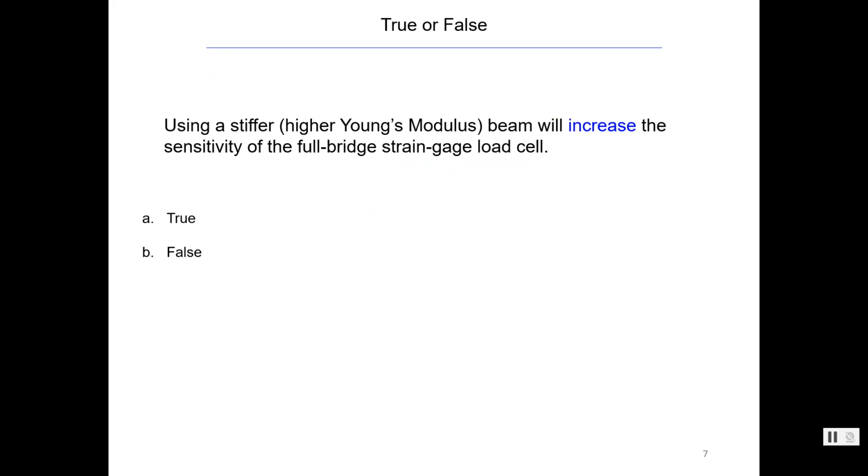Now, we have a true or false review question for you here about it. It says, using a stiffer, that is a higher Young's modulus beam, will increase the sensitivity of the full bridge strain gauge load cell. So think about that for a minute. I'll just shut up and let you think about it.